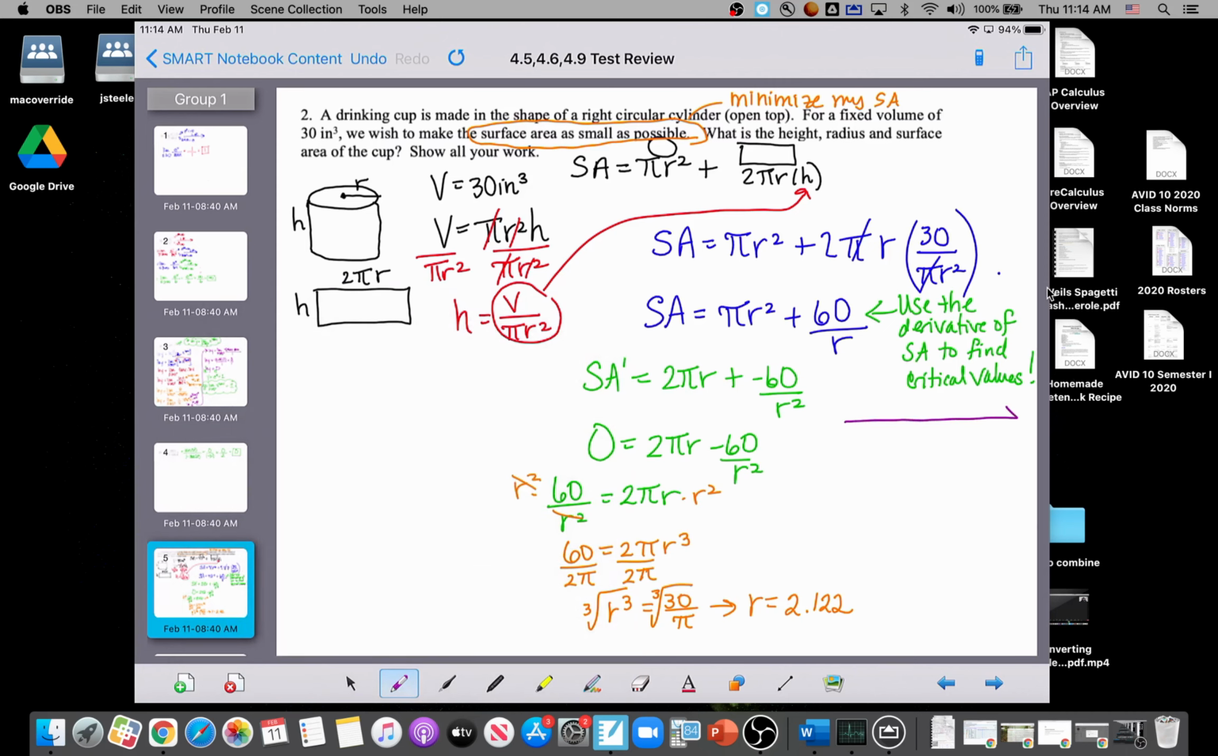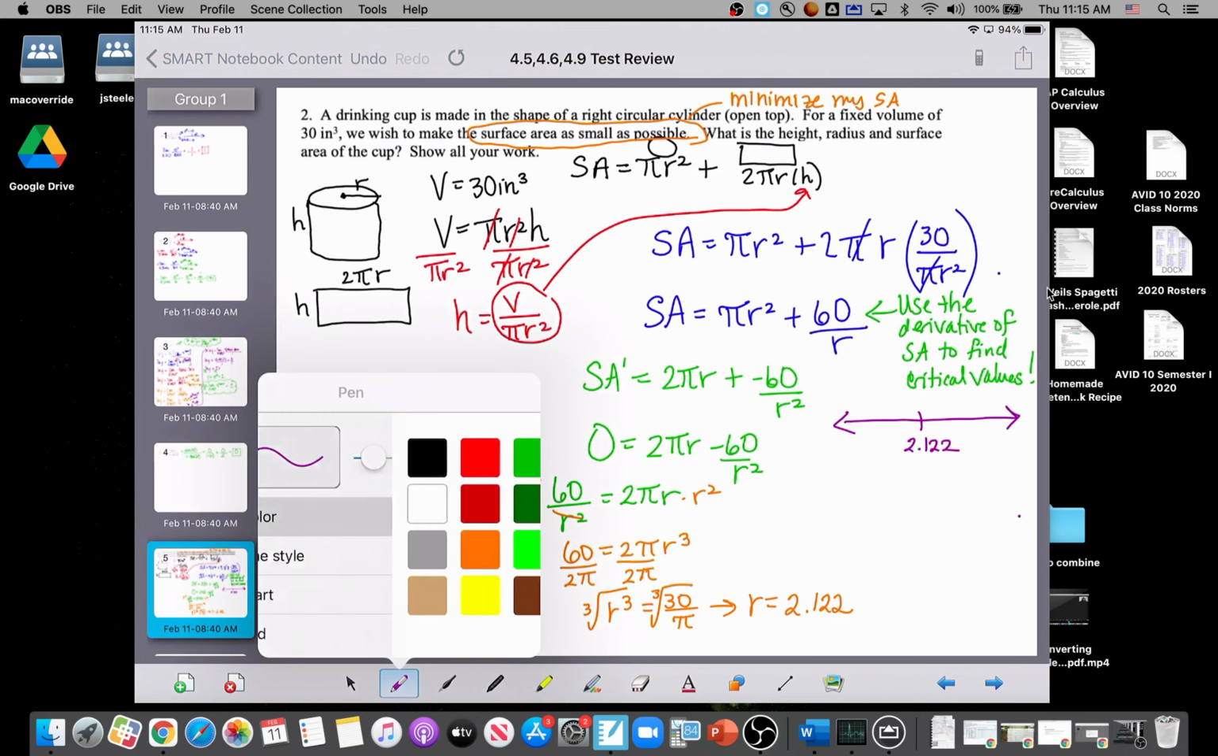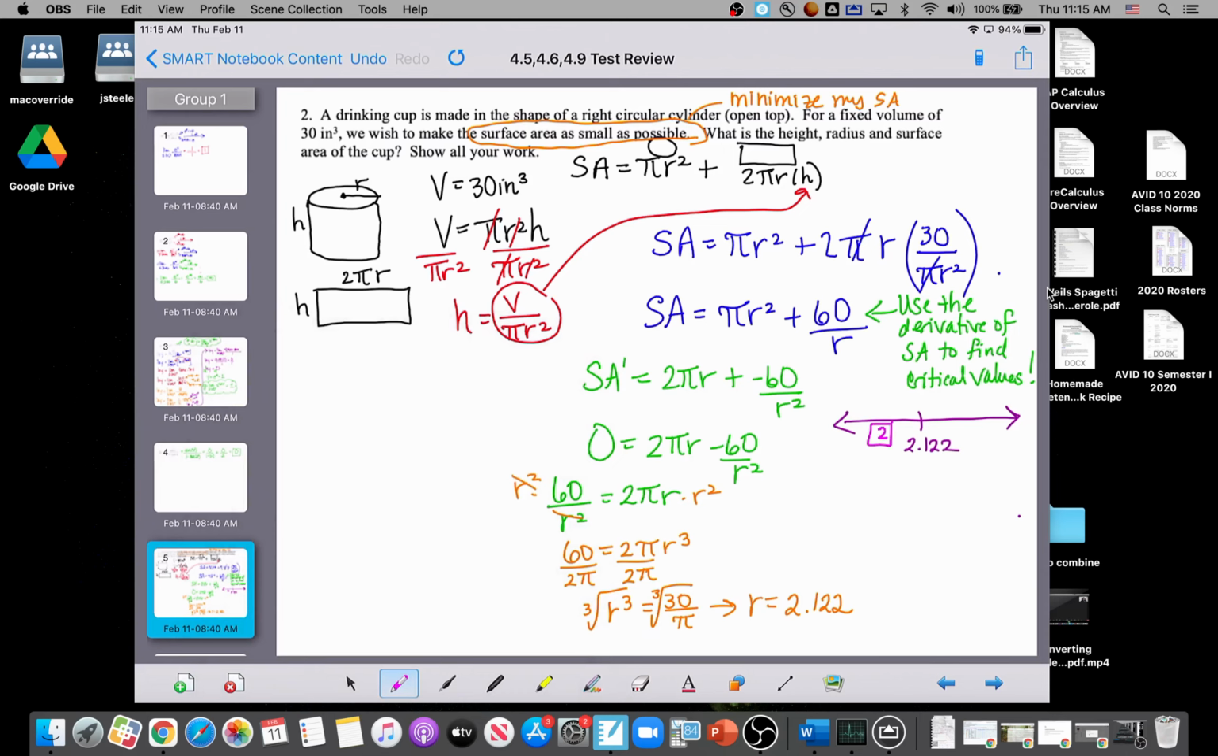So here's my number line. Here's my 2.122. So I'm going to test something that is smaller than 2.122. How about if I just use 2? And I'm going to test something that is larger than 2.122. It doesn't matter. How about if I use 2.2, right? Just keeping the numbers really close to 2. And again, I am plugging these into my first derivative equation, which is going to be this equation right here.